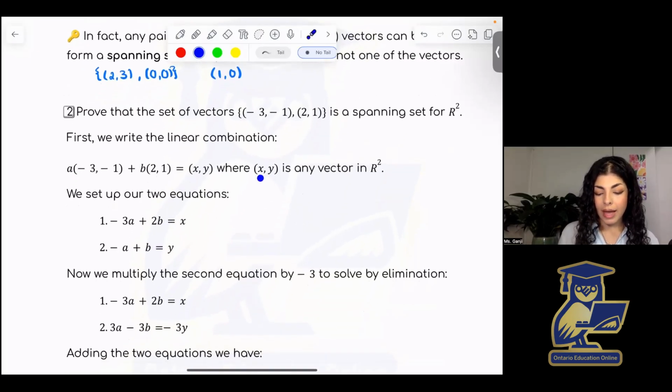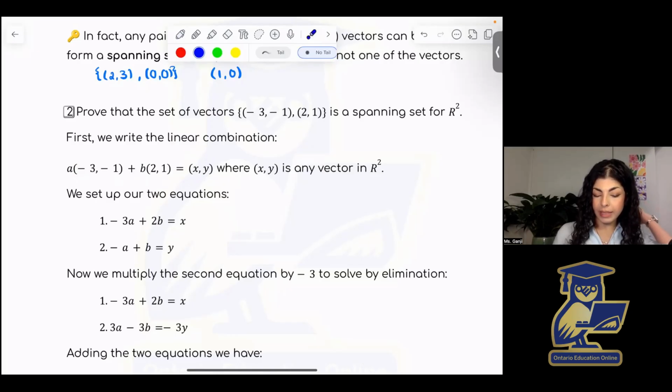If I pick a vector x, y, so this is just random, it doesn't have a specific value in R squared, then my claim to you is that I can write x, y as a linear combination of -3, -1, and 2, 1. What that means is I can multiply this by scalar a and multiply this by scalar b, and if I add them for a specific a and b in the set of real numbers, then I can achieve the vector x, y. And again, because x, y is general, you will end up with a formula for a and b that will give you any x and y value that you choose.